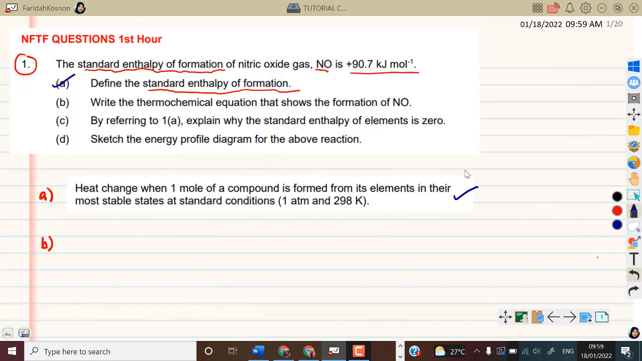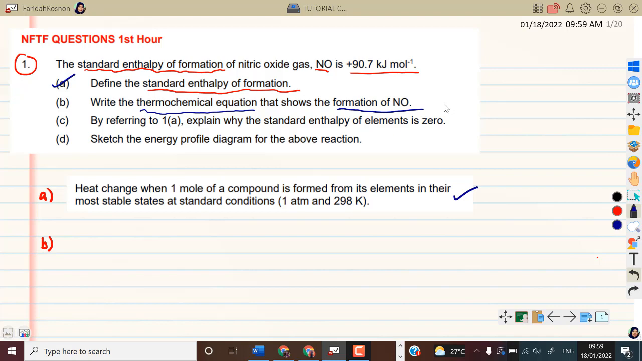Next, we will continue with B. Write the thermochemical equation that shows the formation of nitric oxide. A thermochemical equation is a chemical reaction that shows the enthalpy change, whether it is heat release or heat absorbed, for the chemical reaction. So in this question, you have to show the thermochemical equation related to the formation of nitric oxide. Okay, so macam mana kita nak buat?